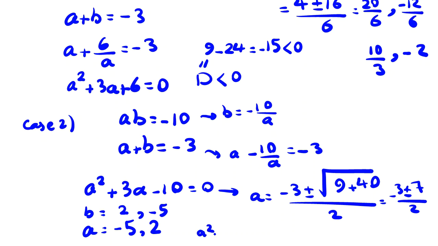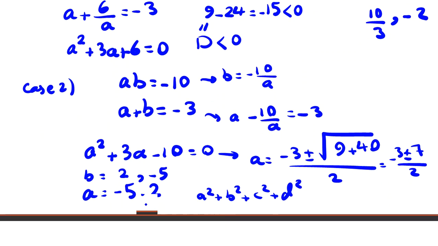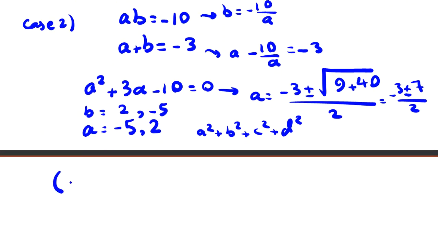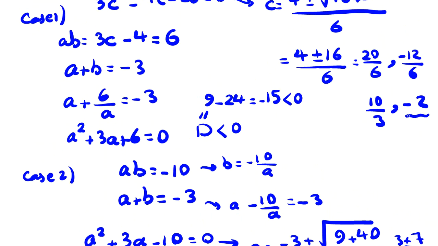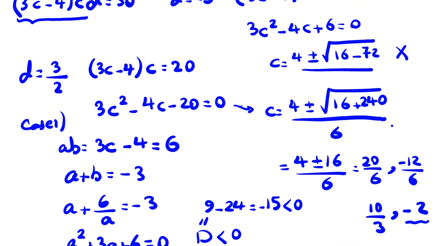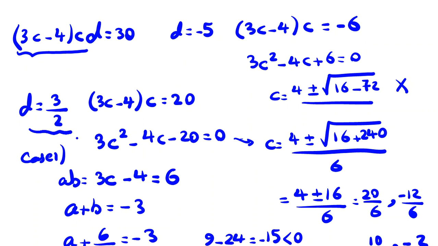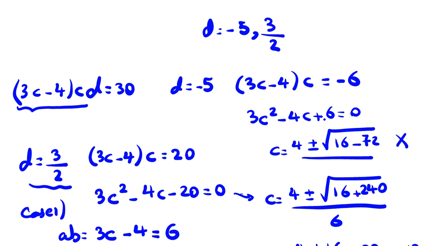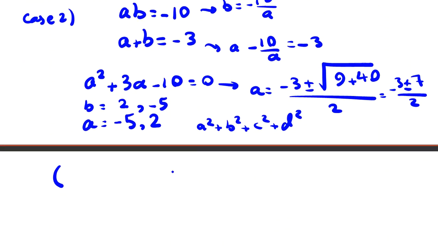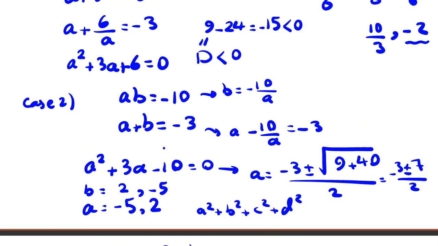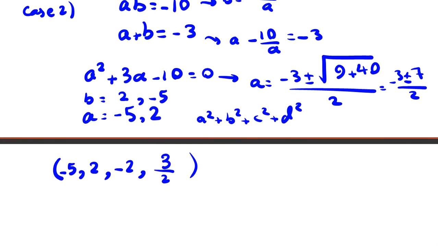So, because the problem says find A squared, B squared, C squared, D squared, it is not important to consider which case. So let's consider the cases. D was what? Look here, the cases that we've checked, C negative 2, and for this one, D 3 over 2. We've checked that D negative 5 has a contradiction. So D is 3 over 2, C is negative 2, and for example, let's consider one case, A negative 5 and B 2. So we should check these for the 4 equations we have.